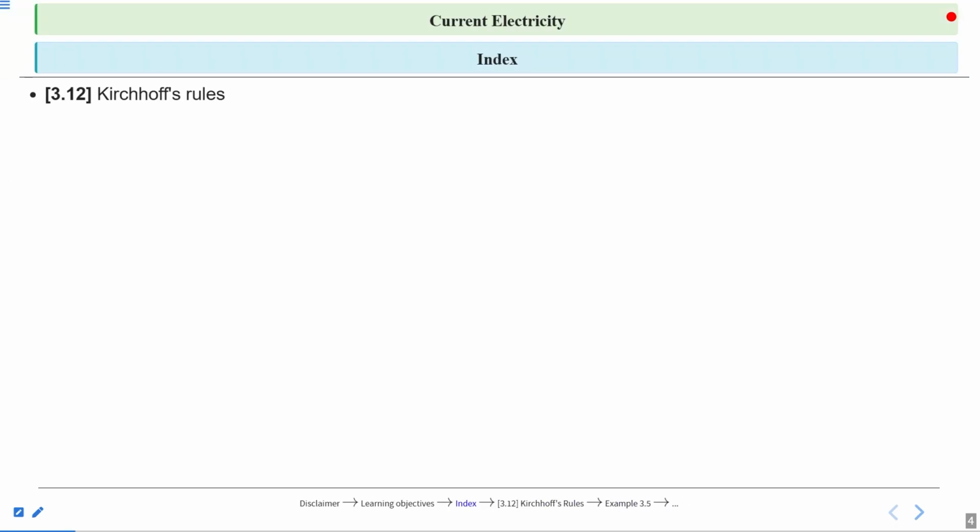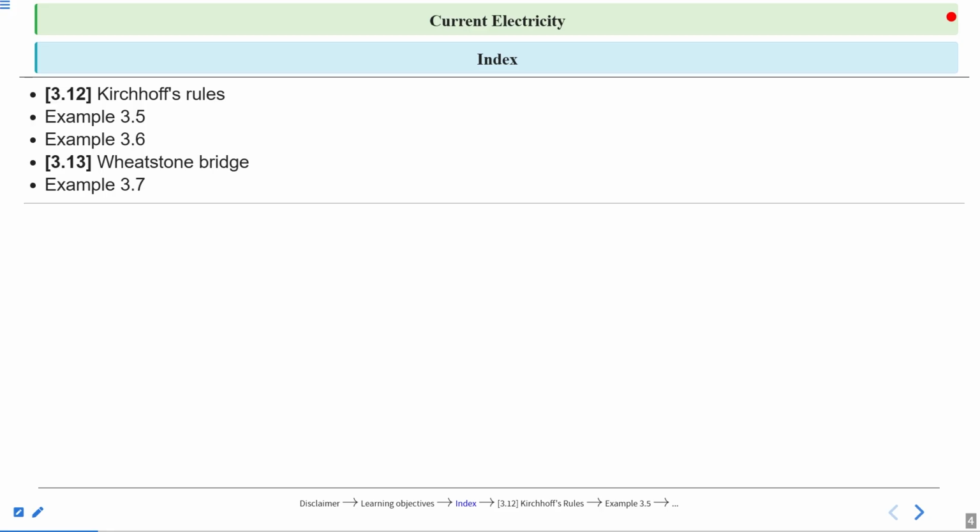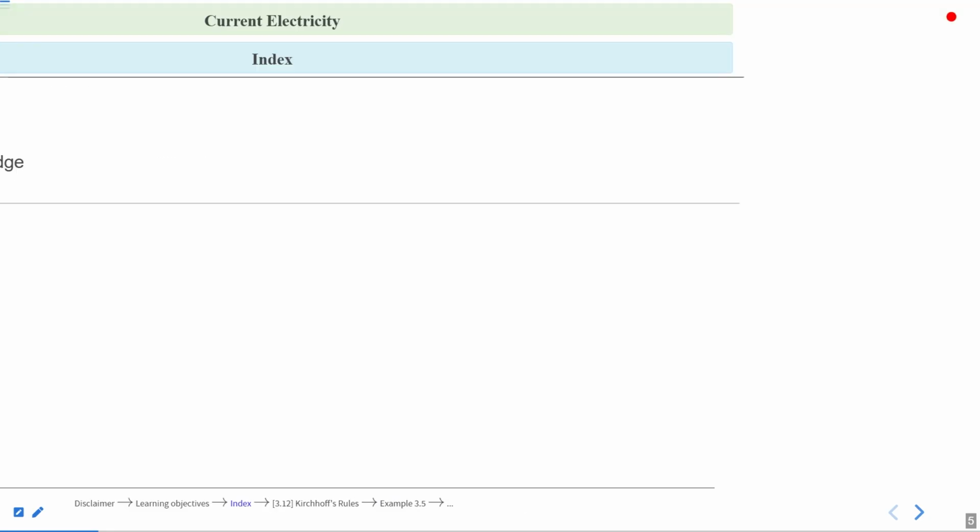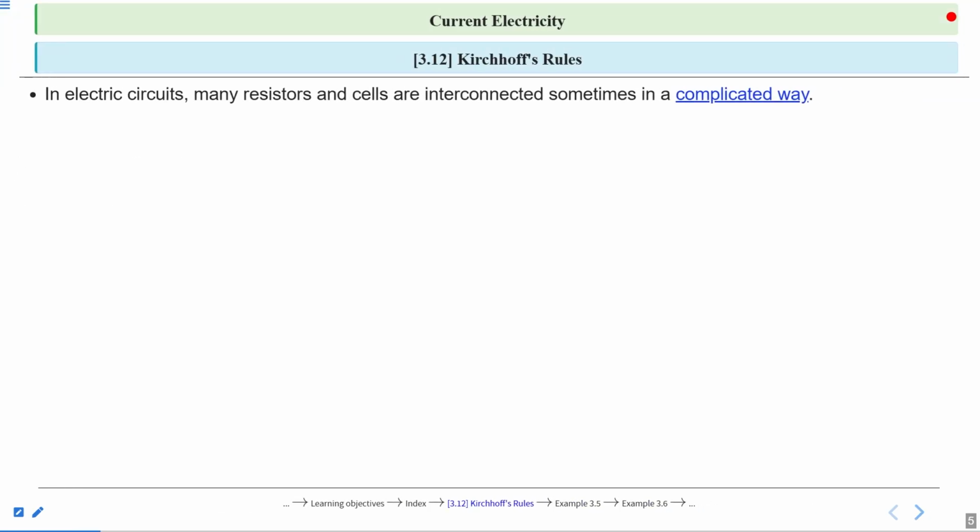So, the topics that we are going to discuss today are: NCERT section 3.12, Kirchhoff's rules, example 3.5, example 3.6, NCERT section 3.13, Wheatstone bridge, and example 3.7. Our first topic is Kirchhoff's rules.